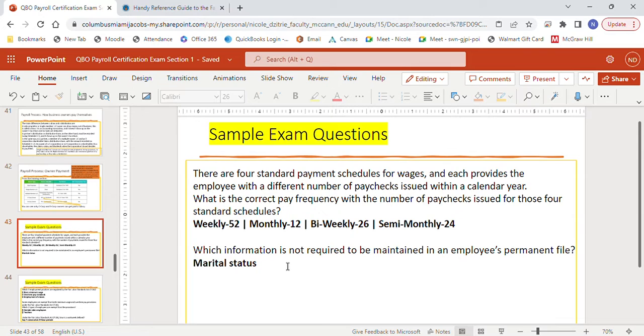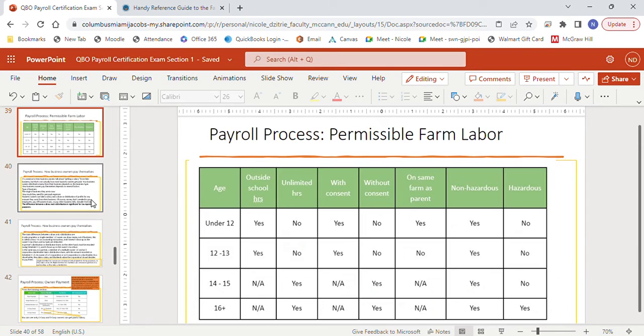Which information is not required to be maintained in an employee's permanent file? So I gave you a list of all of them. Just go back to that slide so you can see what I'm talking about. There was a list of all of them.